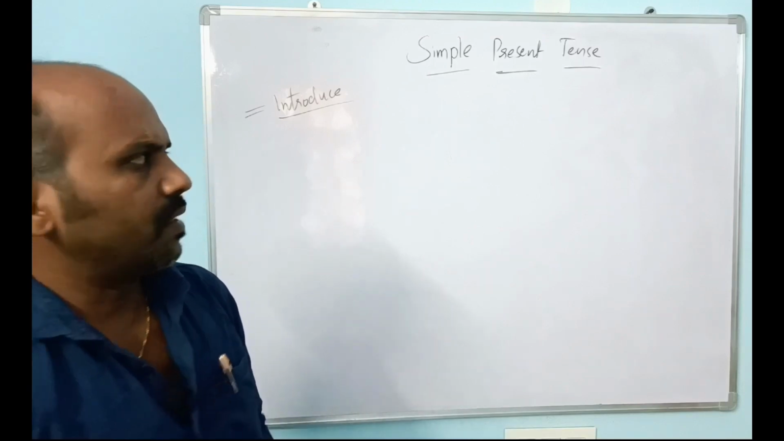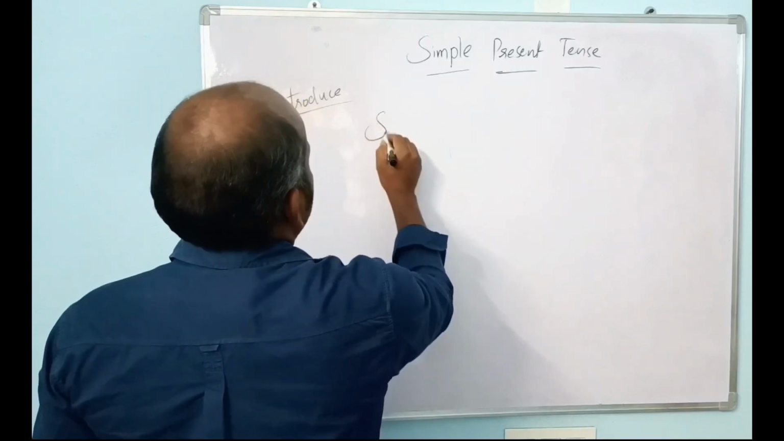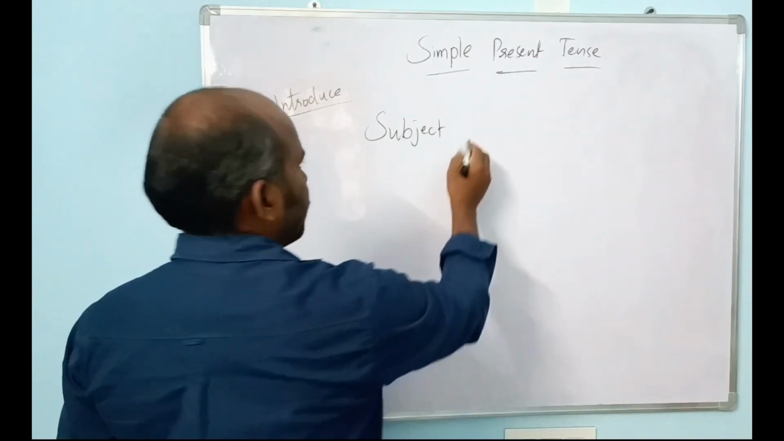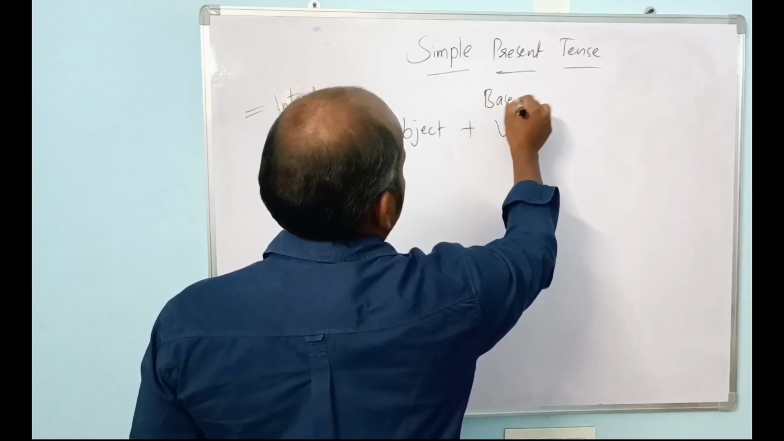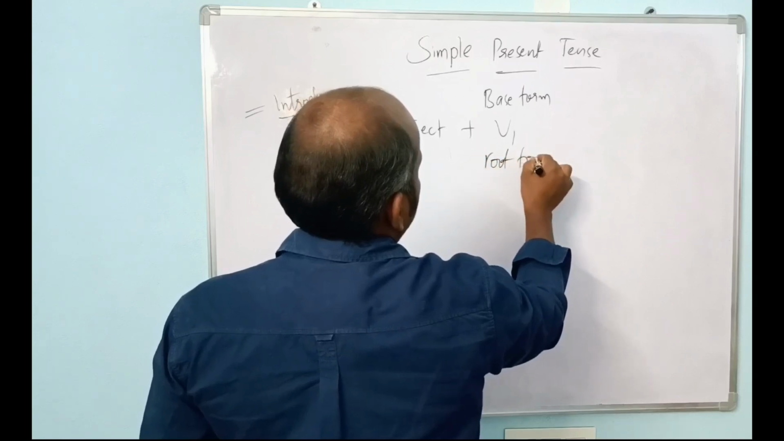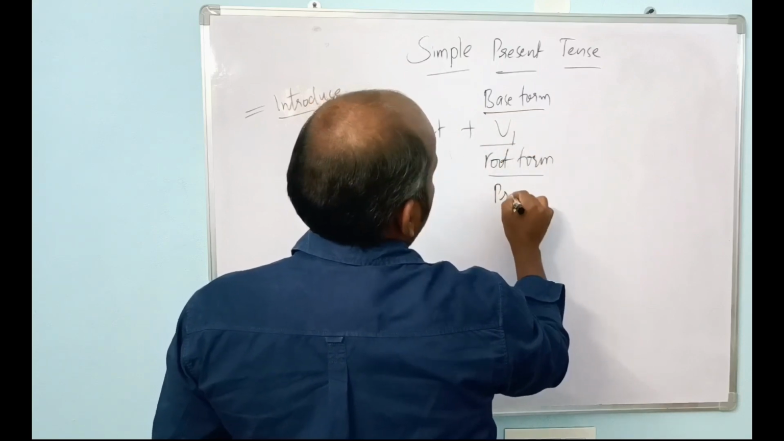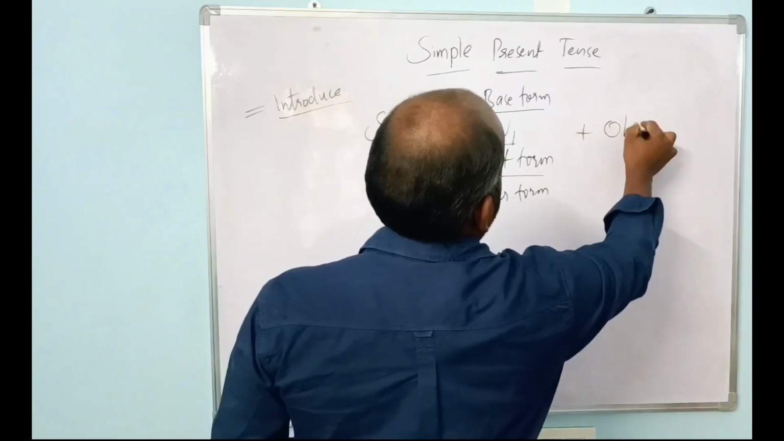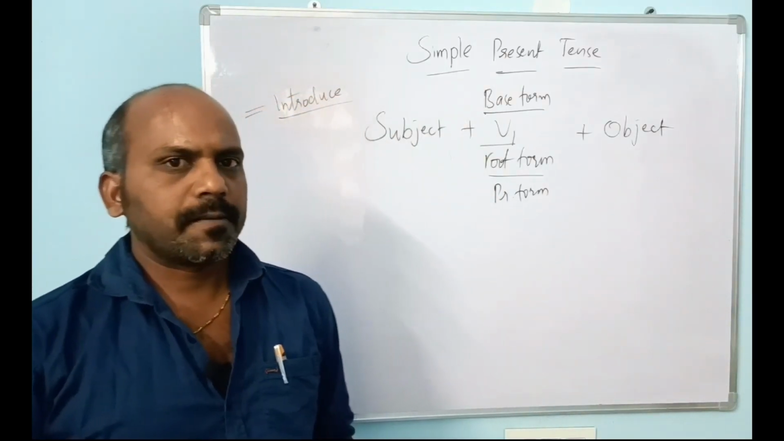Before that, the very basic thing you have to know is the simple present tense structure, that is subject plus V1, also called a base form or root form, a present form, plus object. So it is the structure of a simple present tense.